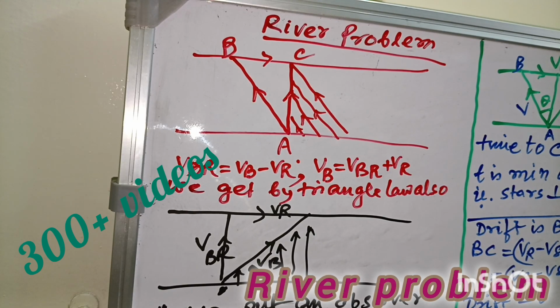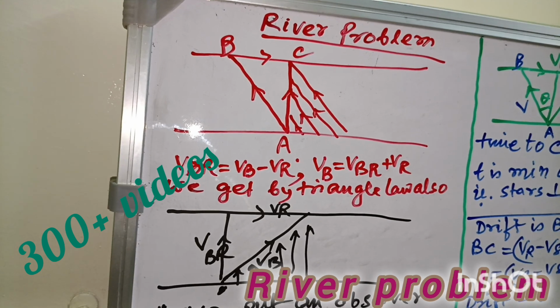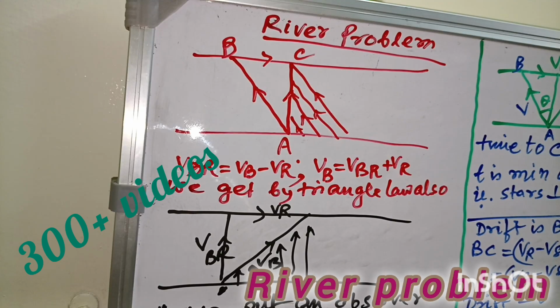Now come to the equation of relative velocity. We know VBR equal to VB minus VR. So VB becomes VBR plus VR. That means VB is the resultant of VBR and VR. Now in this triangle ABC, you apply the triangle law. You see what is VB here. VB is AC. Now from the triangle law of addition of vectors, you can find that vector AB plus vector BC equal to vector AC.